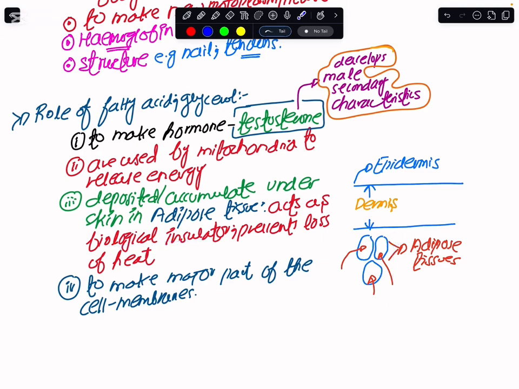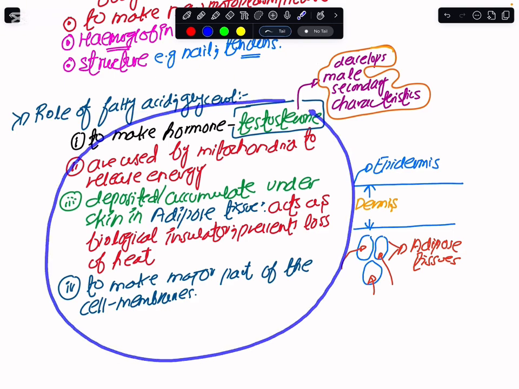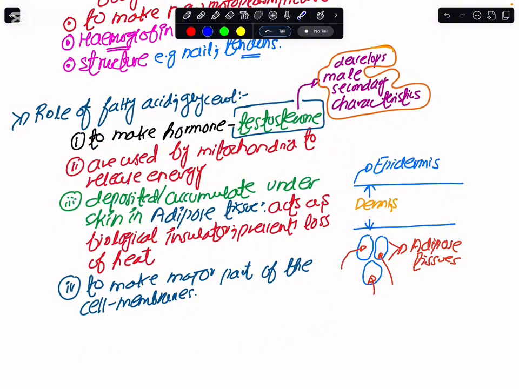The last part is that the major part of our cell membrane is again made up of fat. So that is the reason we want these fatty acids and glycerol to be absorbed into the blood and then assimilated in the form of these functions that I have told you. So here we are done with the assimilation phenomenon as well.